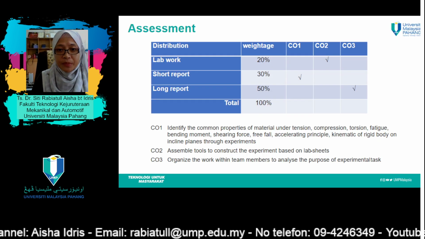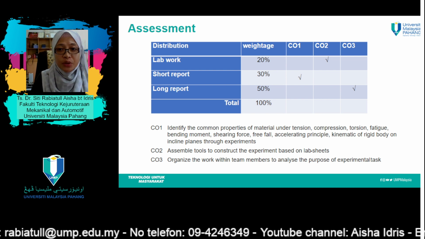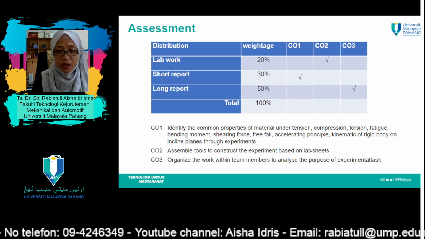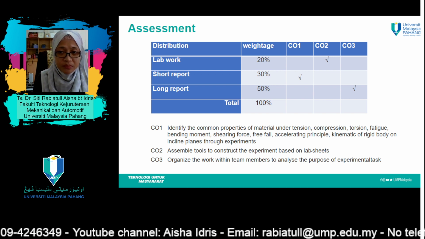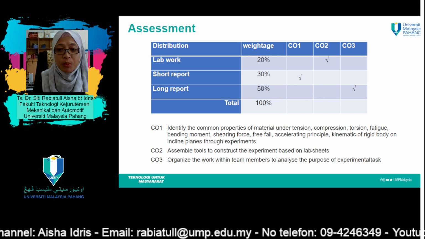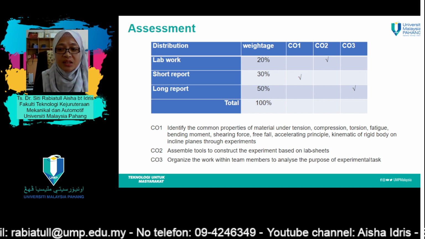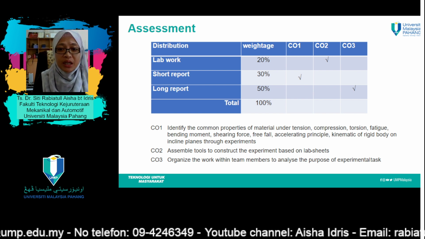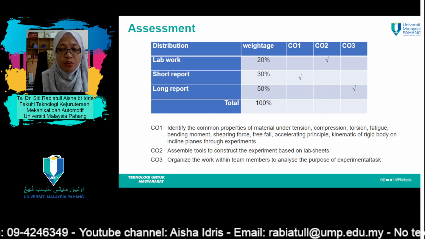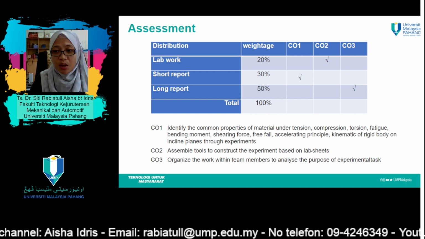For the assessment, there will be 3 types of distribution. Number 1 is lab work with the percentage of 20%, short report 30%, which covers CO1, lab work CO2, long report for CO3. So altogether will be 100%. CO stands for course outcome. CO1 represents identifying the common properties of material under tension, compression, torsion, fatigue, bending moment, shearing force, free fall, accelerating principle, kinematic of rigid body on inclined planes through experiments. CO2, assemble tools to construct the experiment based on lab sheets. CO3, organize the work within team members to analyze the purpose of experimental task.